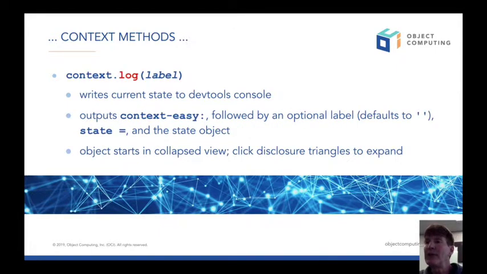The log method writes the current state to the DevTools console. It outputs the string "contextEasy:" followed by an optional label that defaults to an empty string, the string "state =", and the state object. This object starts out in a collapsed view but can be expanded by clicking on the disclosure triangles to the left of the property names.